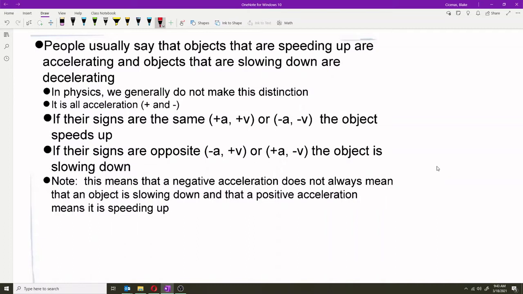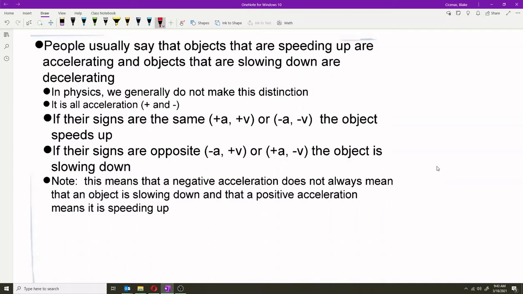If the signs are opposite, meaning you have a negative acceleration and a positive velocity, or a positive acceleration and a negative velocity, the object is slowing down. What kind of situations would these be? Well, let's say you're driving on a road and you see a deer in front of you and you brake. Your velocity is still positive because you're still going forward. But your acceleration is negative because you're trying to stop from hitting the deer.